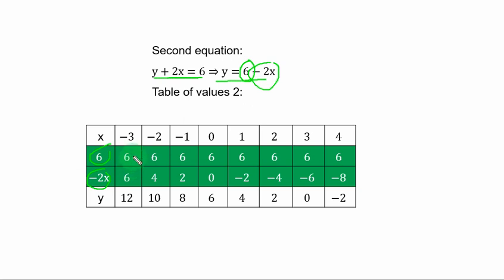If you add 6 and 6, you have 12. You add 6 and 4, you have 10. You add 6 and minus 8, you have minus 2. After this, you plot the various graphs respectively.